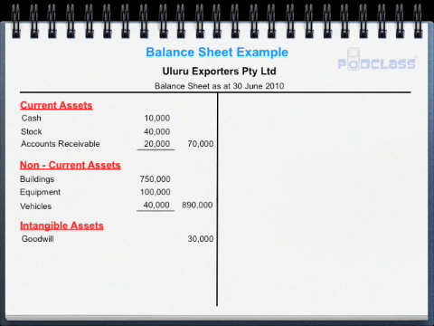This gives Uluru total assets of $990,000. This means that everything that Uluru owns is worth $990,000.